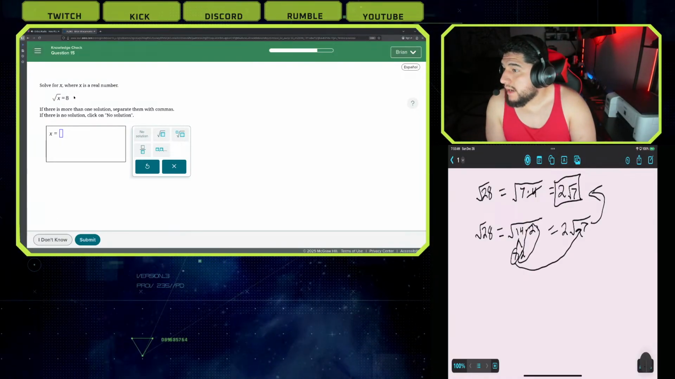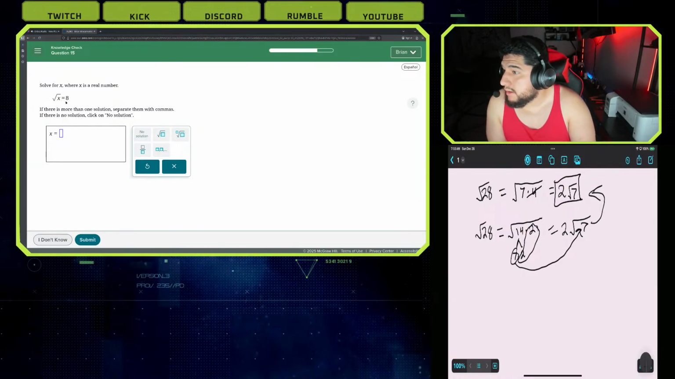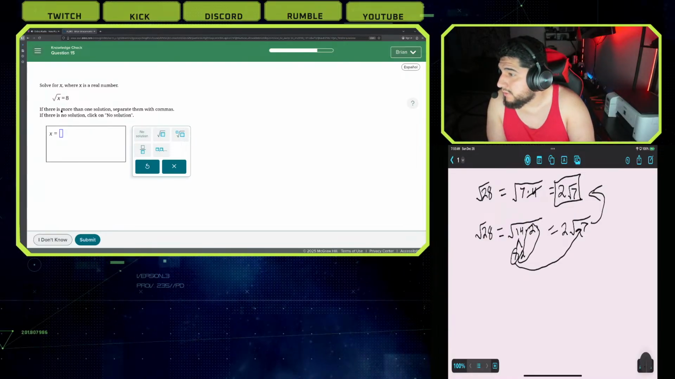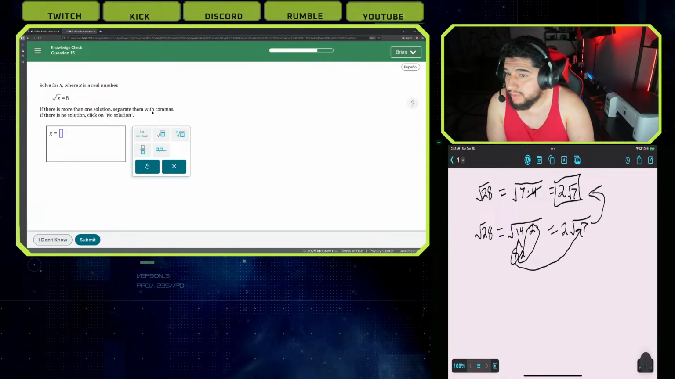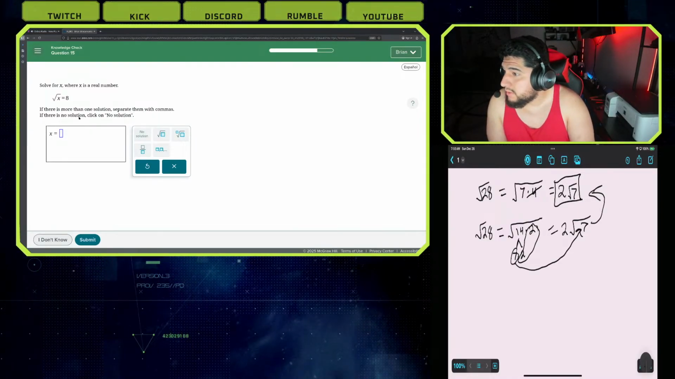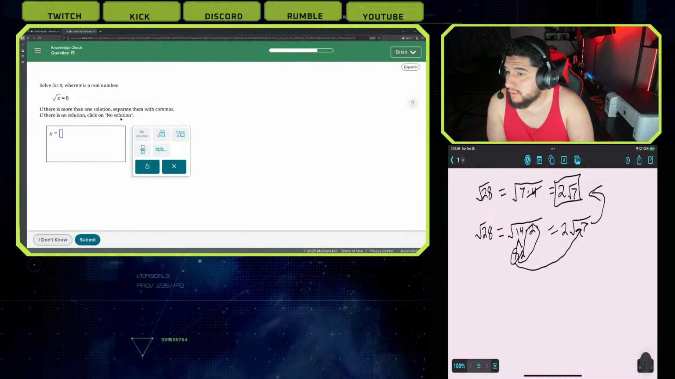Alright, solve for x. The square root of x. If there is more than one solution, separate them with commas. If there is no solution, click on no solution.